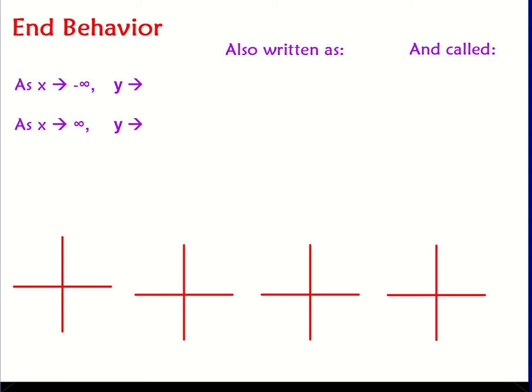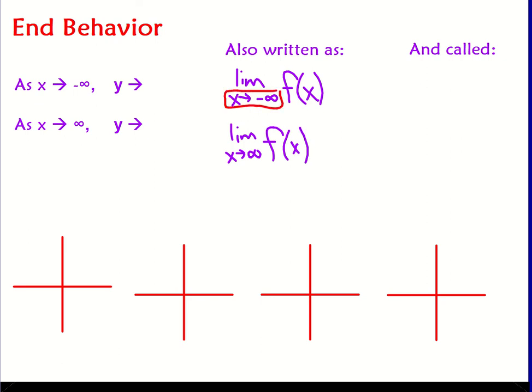So this can also be written as the limit as x approaches negative infinity of f of x. And this one can be written as the limit as x approaches positive infinity of f of x. So this part is the part that says that x is either going to the left or x is going to the right. And f of x just says that we want where is the y value going, since we know that f of x is the same as y for our purposes for this chapter.